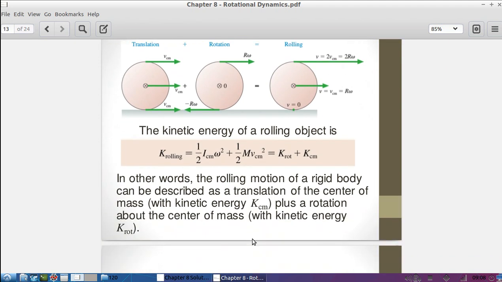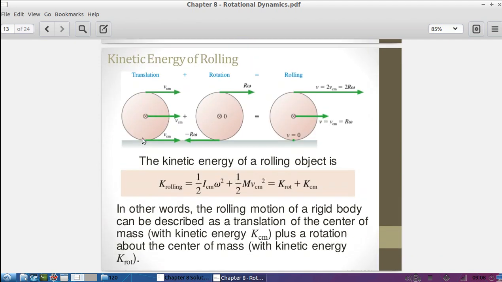Okay. So this object has two forms of kinetic energy. It has linear kinetic energy, from the linear velocity of the center of mass. But it's also rotating, so it also has an angular velocity.